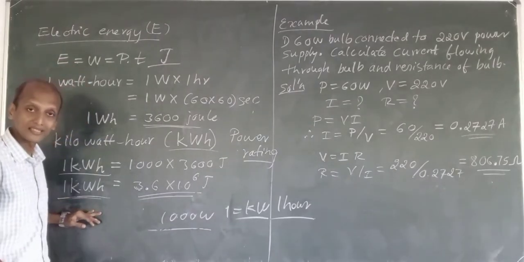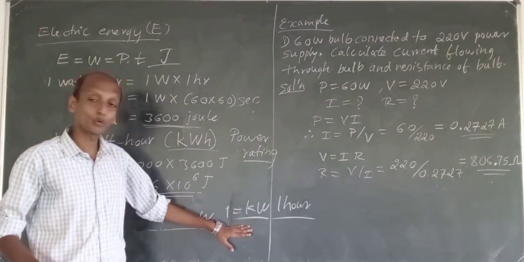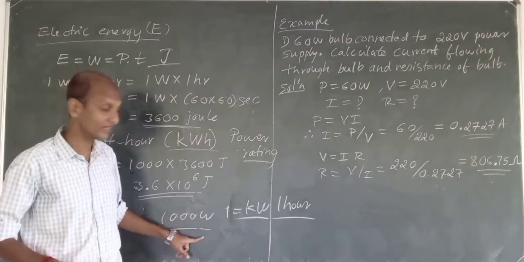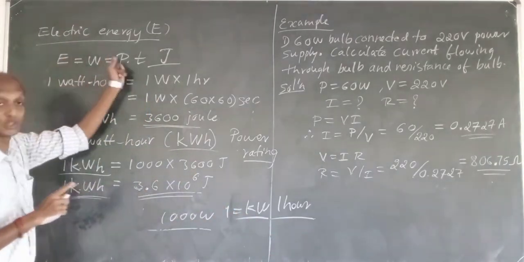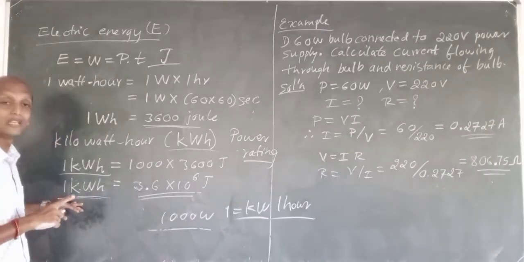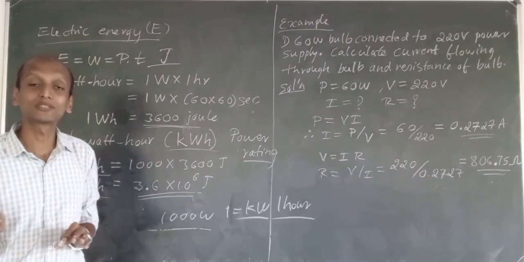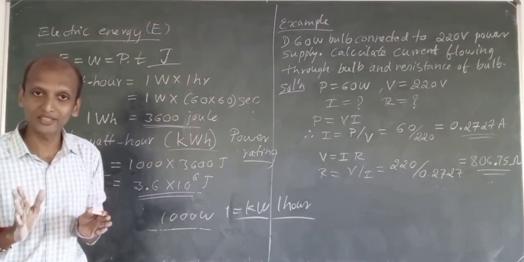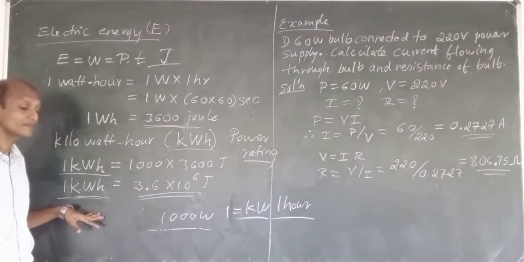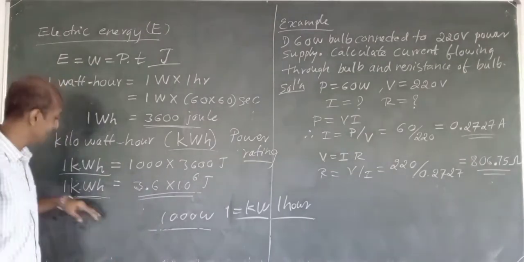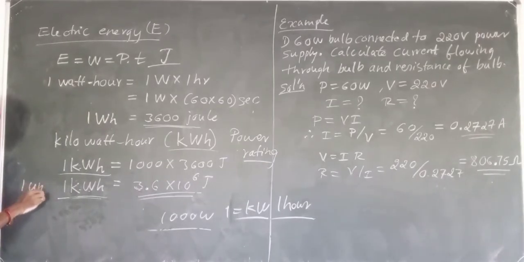So 1 kilowatt hour is equal to what? An appliance of 1 kilowatt power rating, 1000 watts, operated for 1 hour. Then I can say that the electrical energy consumed is 1 kilowatt hour. So this is how we will be calculating the electrical energy consumed, and 1 kilowatt hour is called 1 unit.